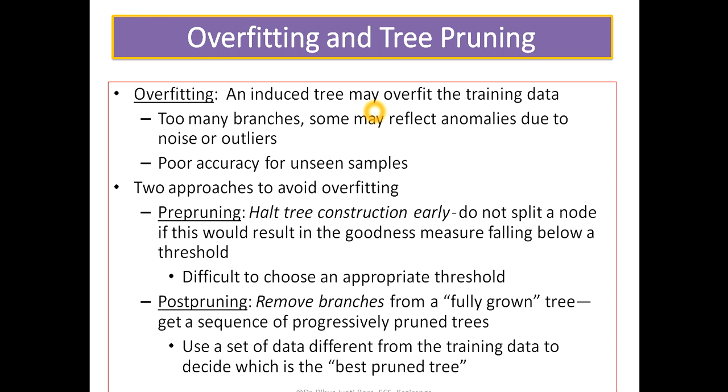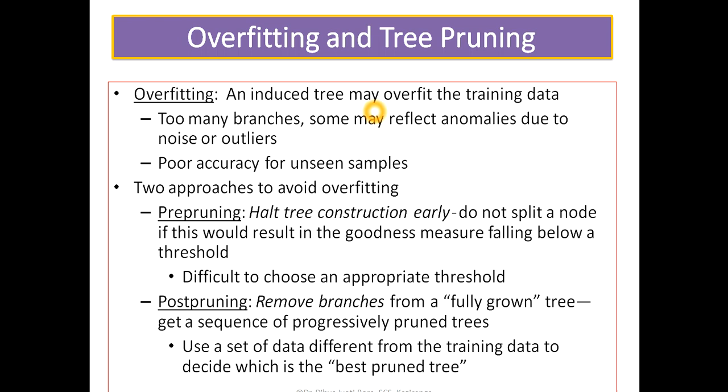What is pre-pruning? Halt tree construction early. Do not split a node if this would result in the goodness measure falling below a threshold. It means you will first select a threshold value, and if you see in advance that the goodness measure is falling below that threshold value, then you don't go for splitting that node. So this is the pre-pruning approach, but the only problem is that it is very difficult to choose that threshold value.